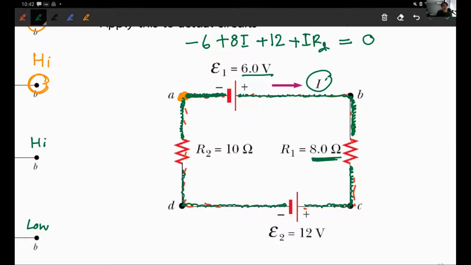I can solve this for I. I'm done. Sounds good? Okay, very nice. So I hope you see how Loop's rule is being applied.